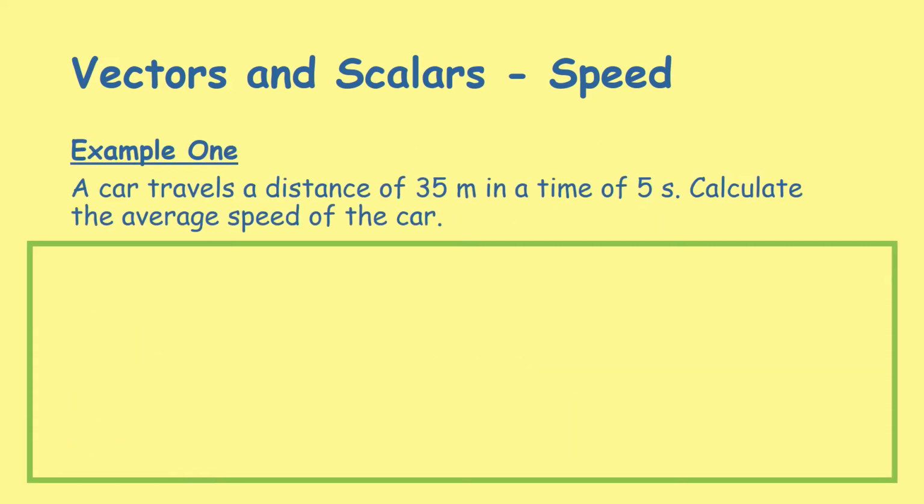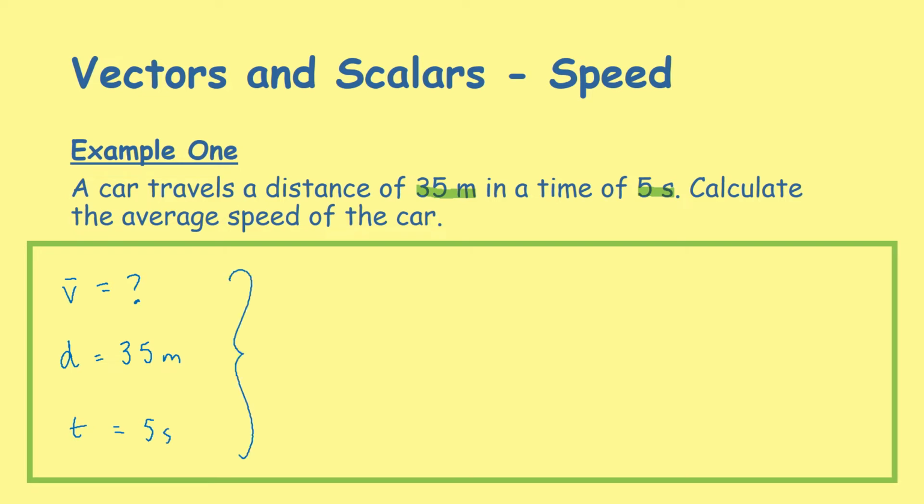Example 1. A car travels a distance of 35 meters in a time of 5 seconds. Calculate the average speed of the car. Like with all equation questions, we want to first write down what we know and what we want to work out. So we want to work out the average speed of the car, so v bar equals question mark. We have a distance of 35 meters in a time of 5 seconds, so we can add both of those in. d equals 35 meters and t equals 5 seconds.